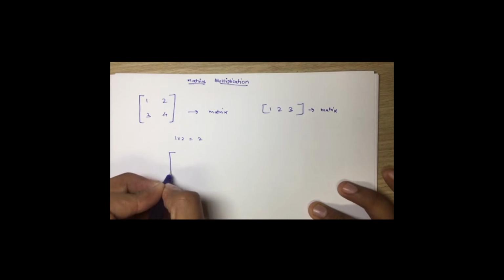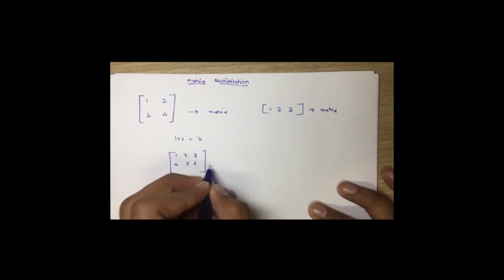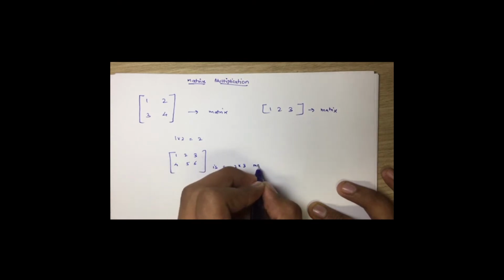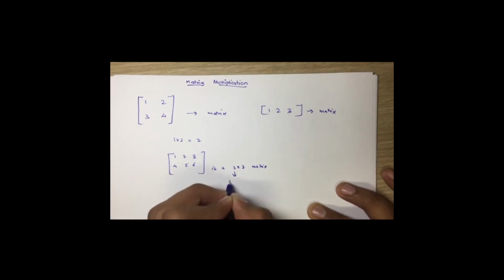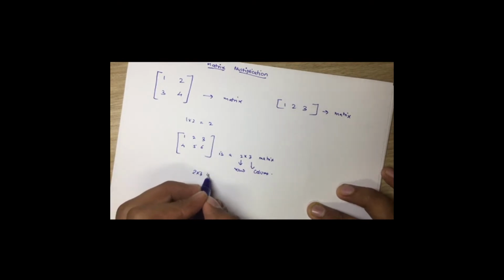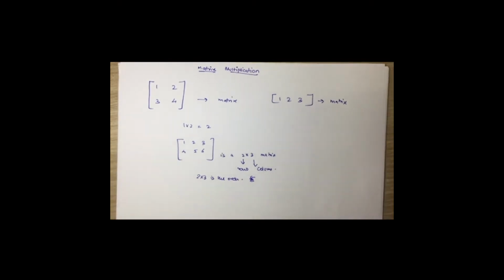So a matrix like this, 1, 2, 3, 4, 5, 6, is a 2 into 3 matrix, which implies it has 2 rows and 3 columns. Now, 2 into 3 is sometimes called the order of the matrix. And okay, fine, we don't need to go deep into that.